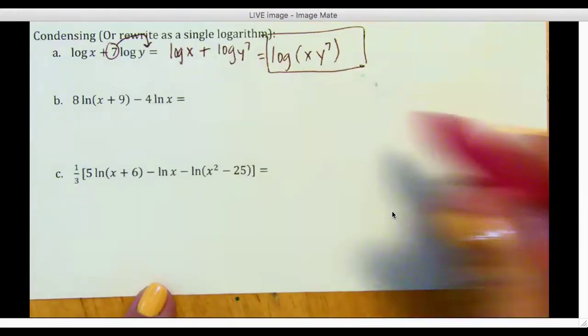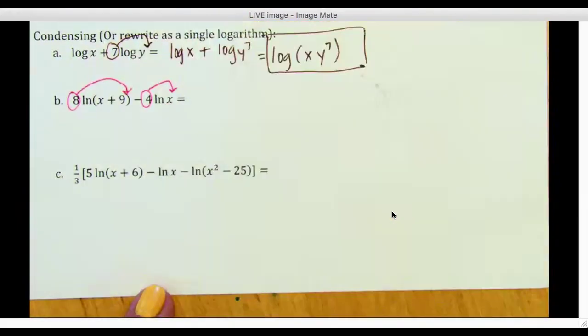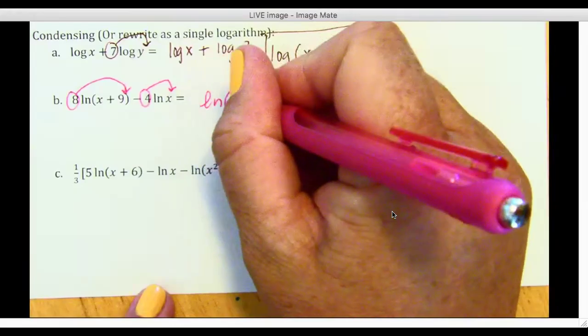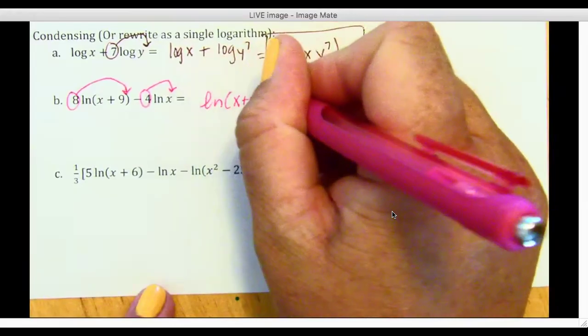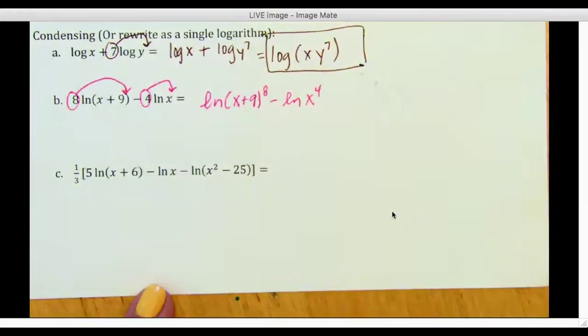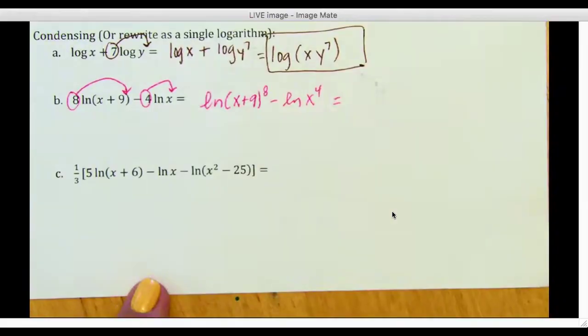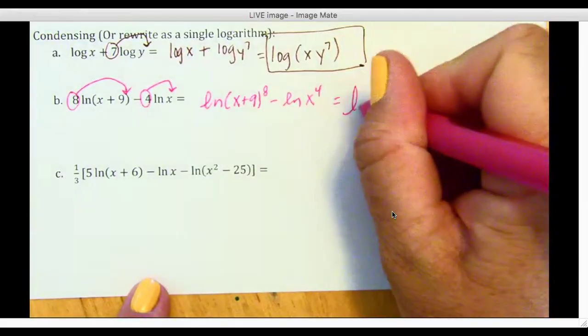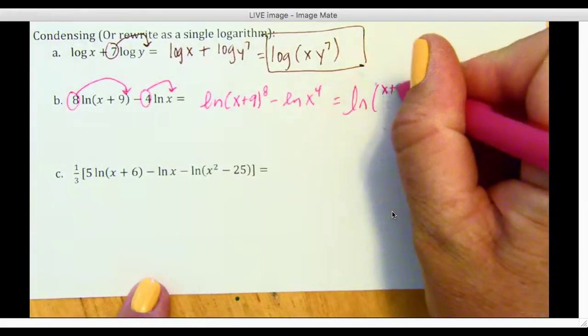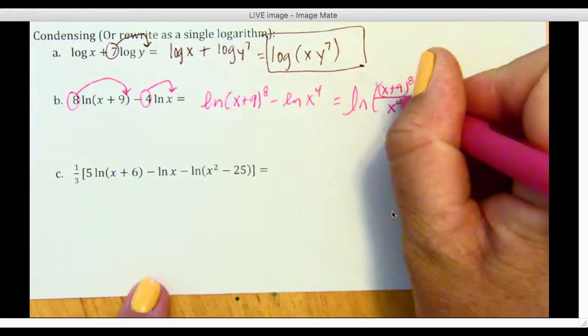In the next example, again, I'm going to move those exponents back on there first, and that becomes natural log of x plus 9 to the 8th power minus natural log of x to the 4th power. And then that's subtraction, so it'll condense to division, and that becomes natural log of x plus 9 to the 8th power over x to the 4th power.